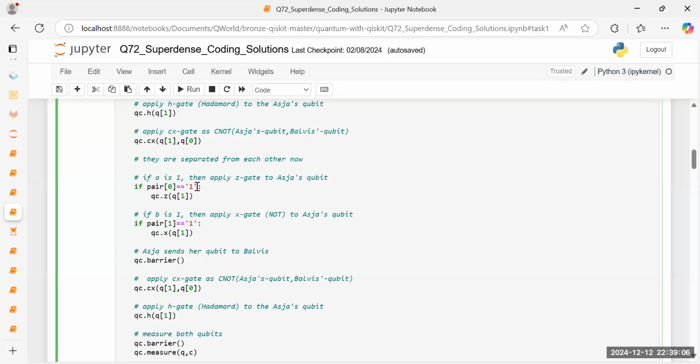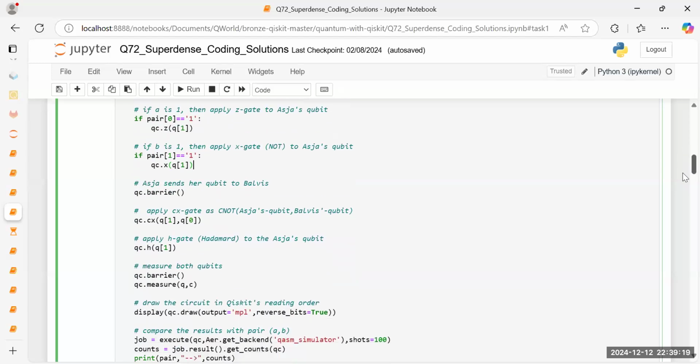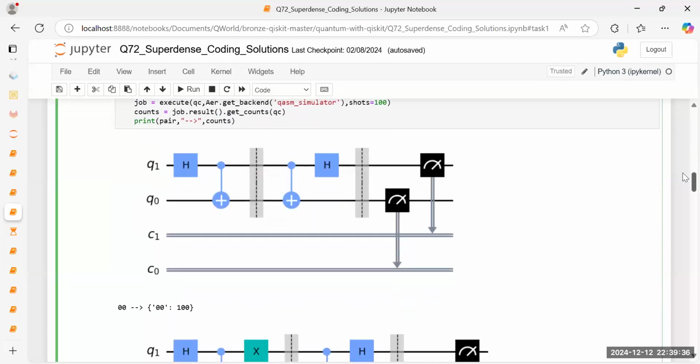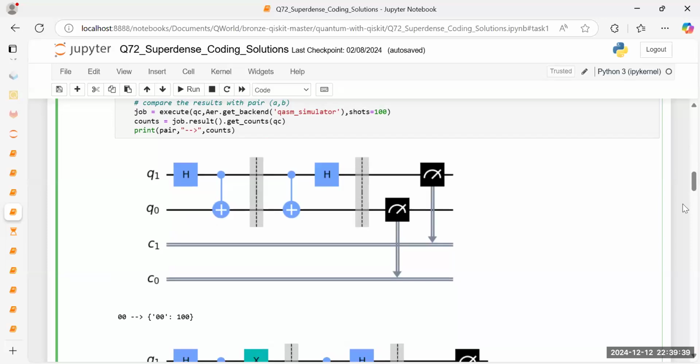So if the first value in the pair is a 1, we apply the Z gates. And if the second value in the pair is 1, we apply the X gates. So this is the stage whereby Azure has sent her qubit to Balvis, and he can apply a CNOT operator, and then the H or the Hadamard gate on Azure's qubit and measure. So this is the circuit drawn out.